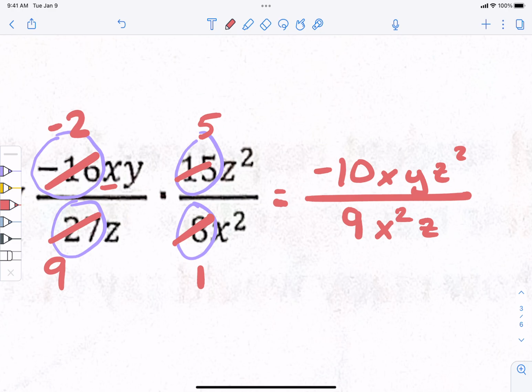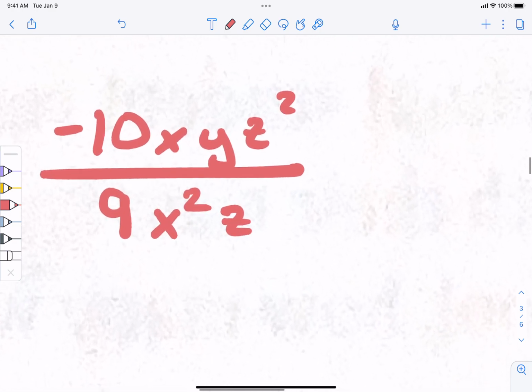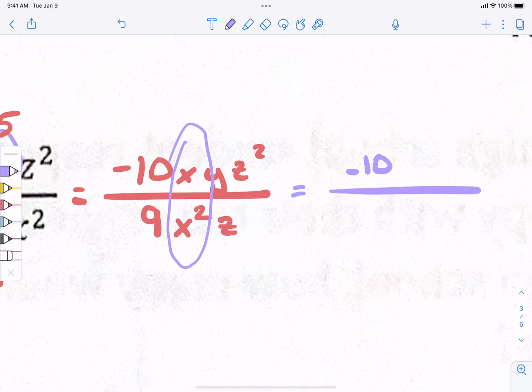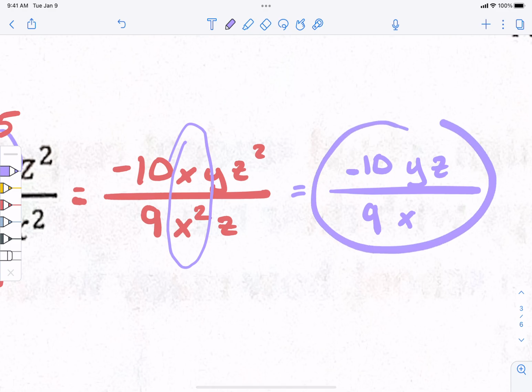Now we have to combine. The numbers are good. Negative 10 over 9 does not reduce, but now I can cancel the X's and X squareds. I have 1 on the top, 2 on the bottom, so I'm going to be left with 1 on the bottom. Y's, he only has 1 on the top. He can't go with anybody. What about Z's? 2 on the top, 1 on the bottom, so just 1 on the top. Anything else I can do? Nope. That's all.